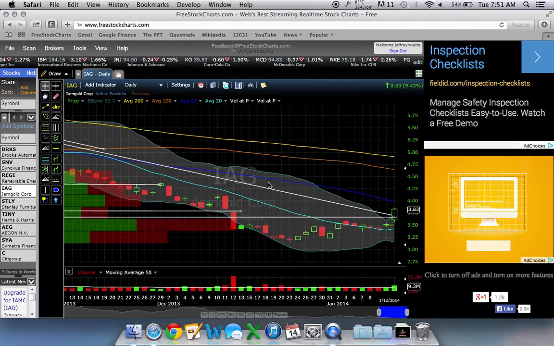So those are the two main things to keep in mind with Bollinger Bands: they measure relative overbought and oversold conditions, and they also indicate how volatility is changing within that stock.